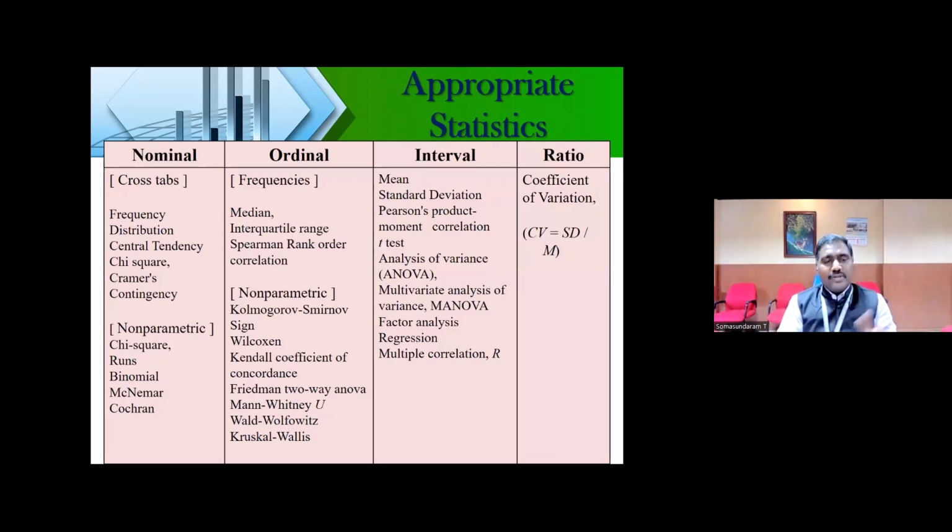You can basically go with descriptive statistics. Under descriptive statistics, you can show the frequency distribution. You can show the central tendency and dispersion, like mean, median, mode, standard deviation, variance. You can do a chi-square test. You can do a Cramer's V or contingency coefficient test. Whereas if you come to the non-parametric tests, you can go for a chi-square test.